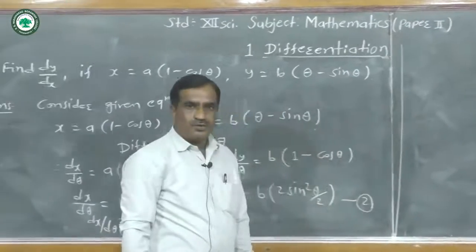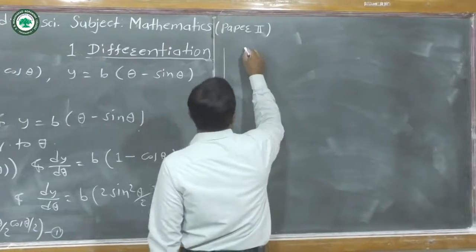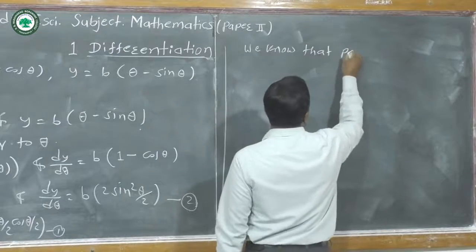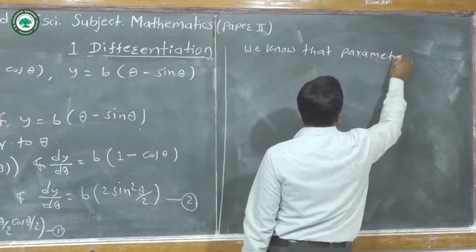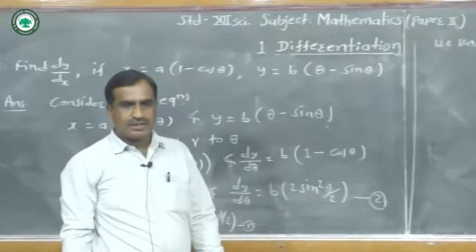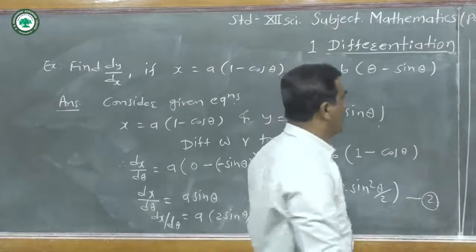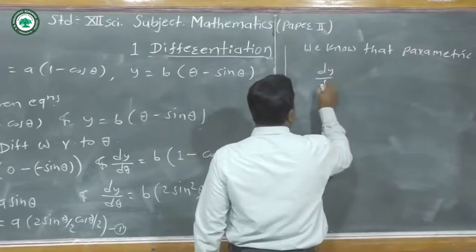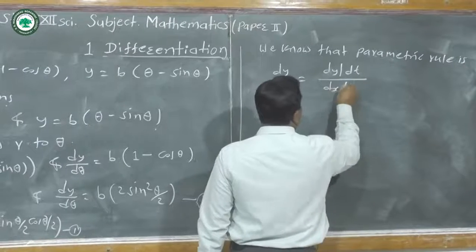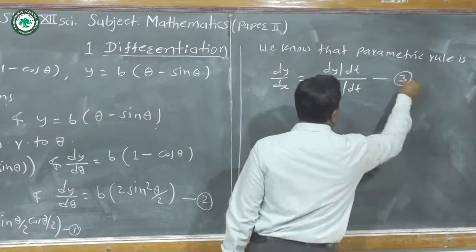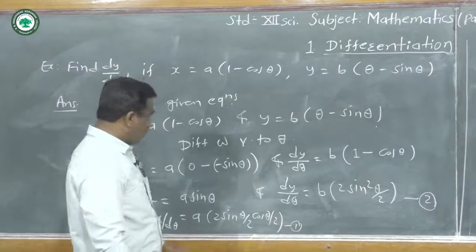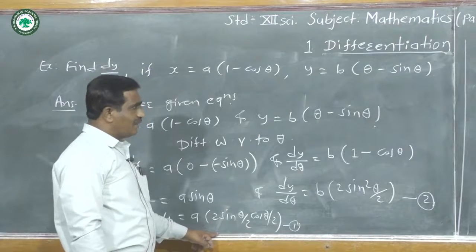Now we know that parametric rule is dy by dx is equal to dy upon dt upon dx upon dt. Say this as equation number third. Now put values of dy upon dt and dx upon dt from equations first and second in equation third.